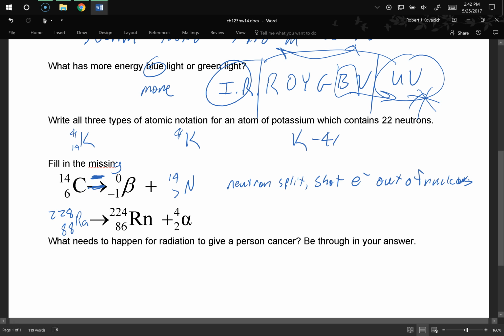So that process of alpha decay, which is what the second one is, a particle leaves the nucleus. That particle consists of 2 protons, and then the rest of the mass is neutrons, so 2 total neutrons. What has a mass of 2 protons and 2 neutrons? A helium nucleus.